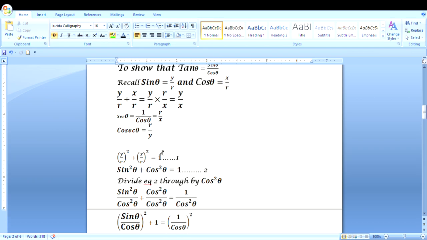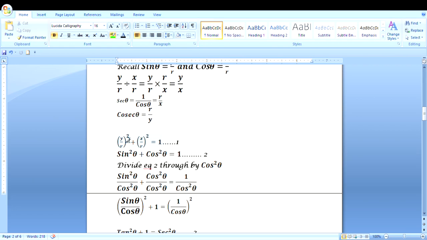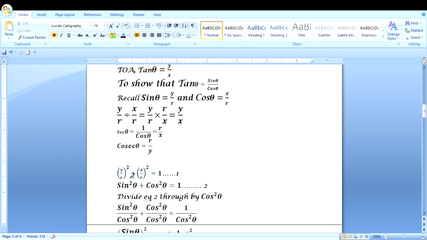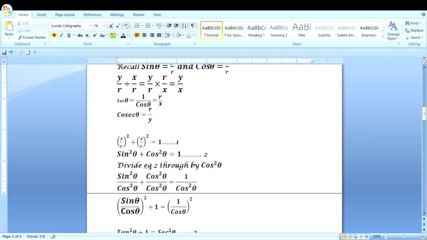Now we have established a fact from Pythagoras that we can also say that (y over r) squared plus (x over r) squared is equal to 1. We know that y over r is equal to sine theta, and x over r is cos theta, so we replace it from equation 1. In place of y over r, we put sine theta there, so this becomes sine square theta plus cos square theta is equal to 1. So this is a very fundamental trigonometric identity.